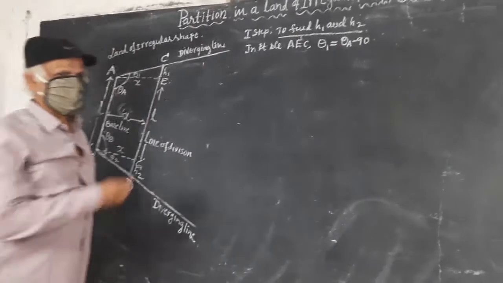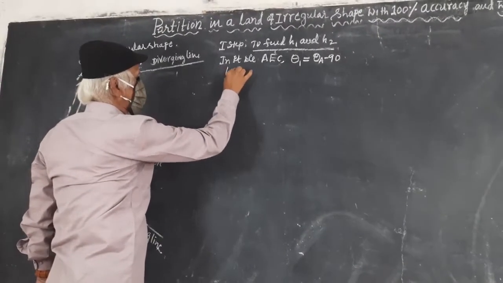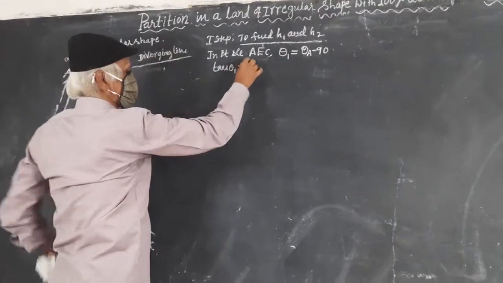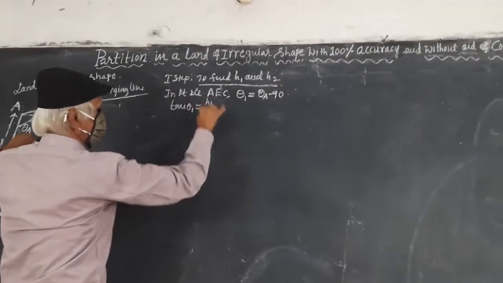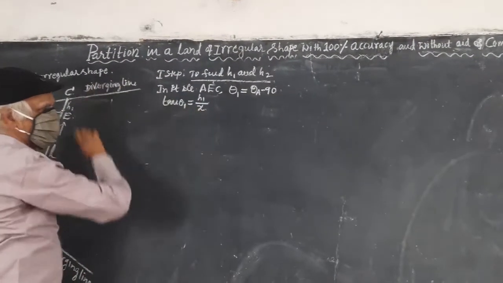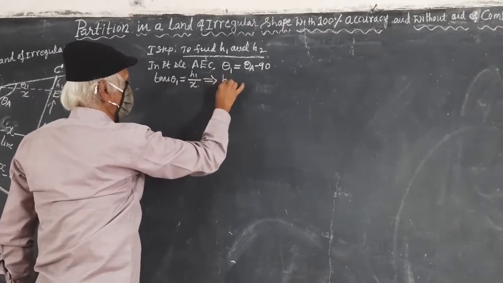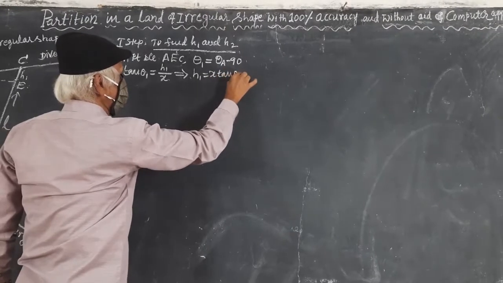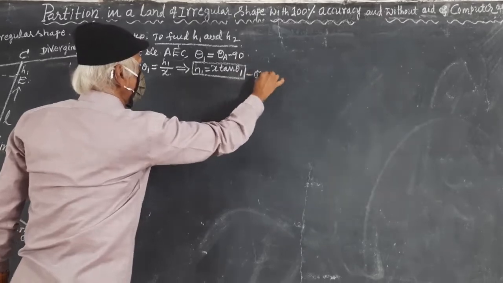So now, you consider a trigonometric ratio tan theta 1. So this is opposite side H1 divided by the adjacent side X. On cross multiplying it, we get H1 is equal to X tan theta 1. So call this equation as 1.